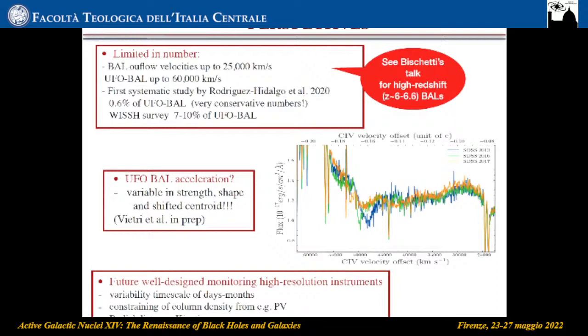And here I put another UFO discovery in the WISE sample, for which we have 3 different observations. As you can see here, also in this case, we have highly variable outflows, and also the centroid of such UFO, which is of the order of 0.16 in terms of speed of light, is also varying. So this means it could be that in this case we also have acceleration of such UFOs. So I conclude here, I want to stress that we need a monitoring campaign with high resolution instruments to reach a firmer conclusion on such winds.